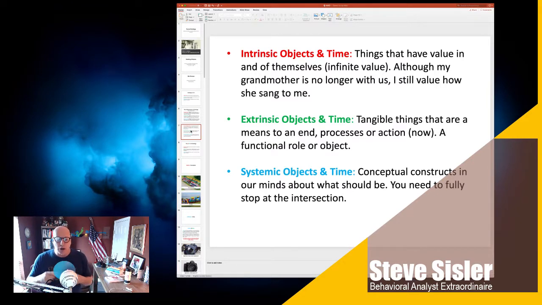Here's a good one. You're either pregnant or you're not pregnant. You either fulfill the concept or you don't fulfill the concept of being pregnant. Okay? You're not sort of pregnant. So, you either are or you are not. So, systemic objects, this thinking piece has everything to do, I'll add, with black and white thinking. So you need to understand that.